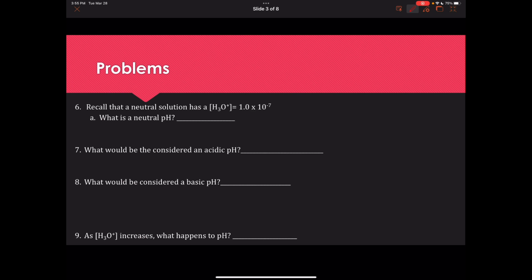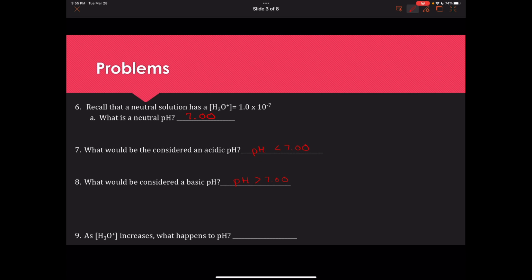So, in terms of describing our solutions, a neutral solution has hydronium equal to 1 times 10 to the negative 7th, so a neutral pH is 7.00. An acidic pH is going to be any pH less than 7.00. And again, that's because it corresponds to hydronium concentrations greater than 10 to the negative 7th. A basic pH is going to be any of my pHs greater than 7, because that's going to correspond to smaller hydronium concentrations and therefore greater hydroxide concentrations.